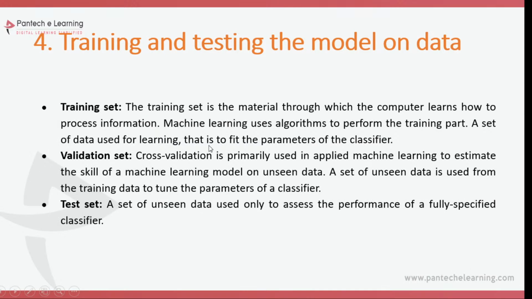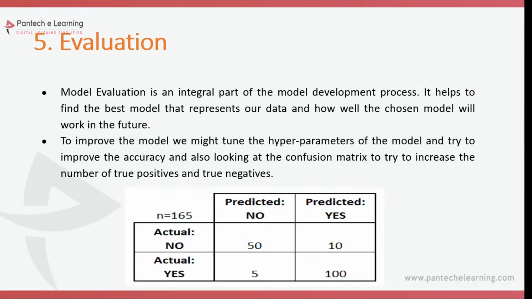The training set is the material through which the computer learns how to process information. Machine learning uses algorithms to perform the training part, a set of data used for learning, that is, to fit the parameters of the classifier. Validation set: cross-validation is primarily used in applied machine learning to estimate the skill of a machine learning model on unseen data. A set of unseen data is used from the training data to tune the parameters of a classifier, and the testing set is a set of unseen data used only to assess the performance of a fully specified classifier.